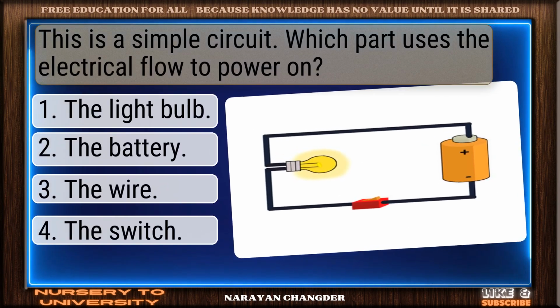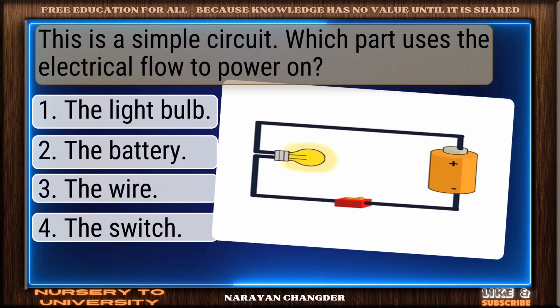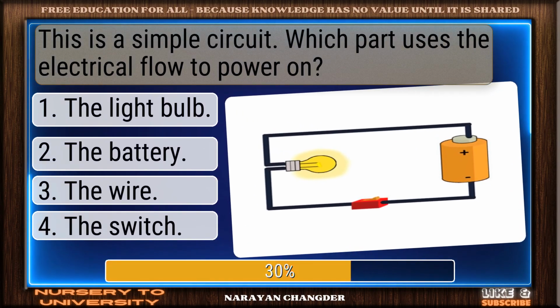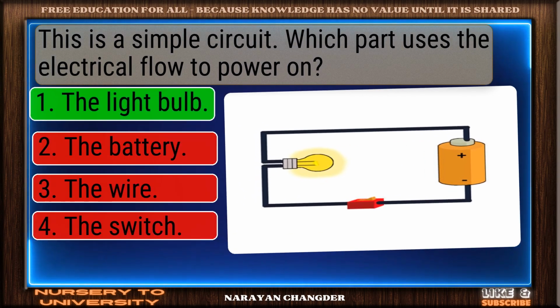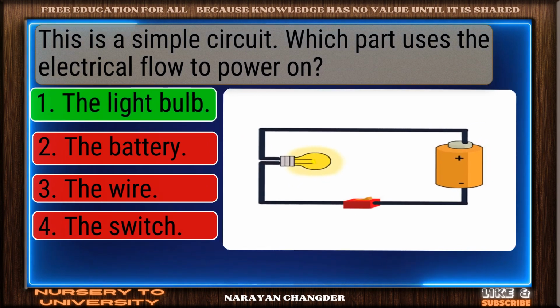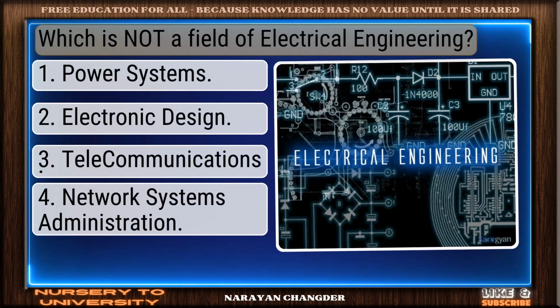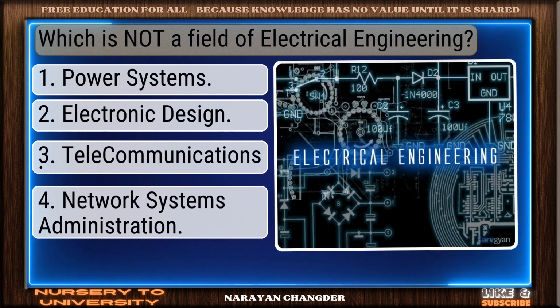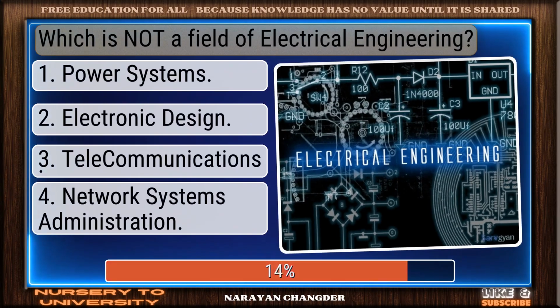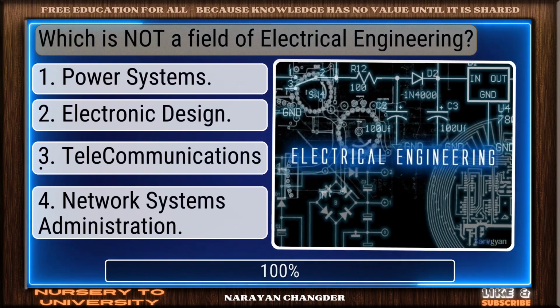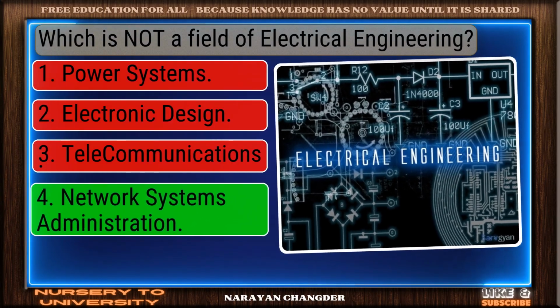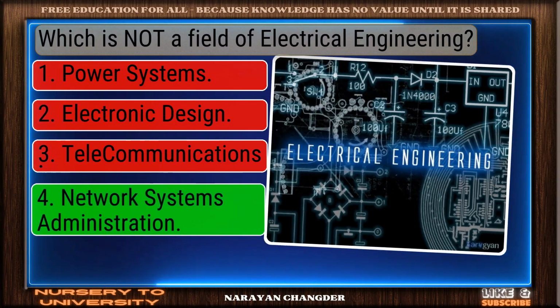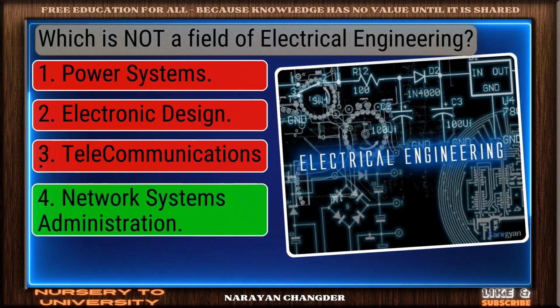This is a simple circuit. Which part uses the electrical flow to power on? Good thinking. The light bulb is the right answer, which is not a field of electrical engineering. Great thinking. Network Systems Administration is the right choice.